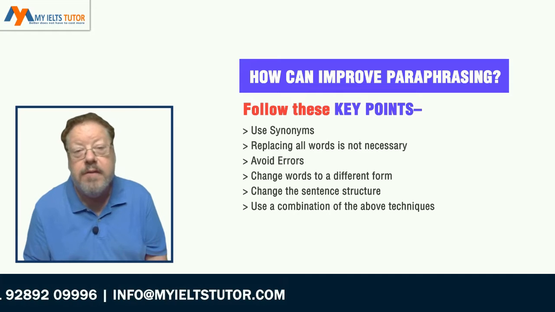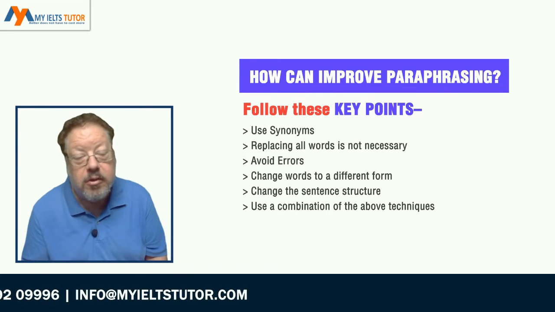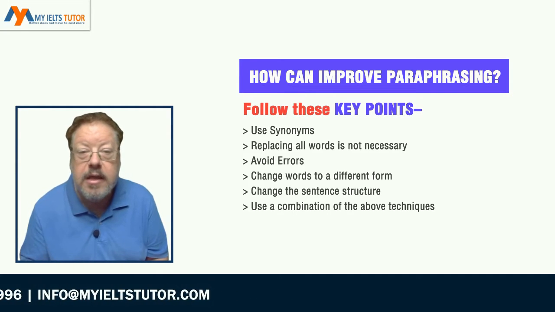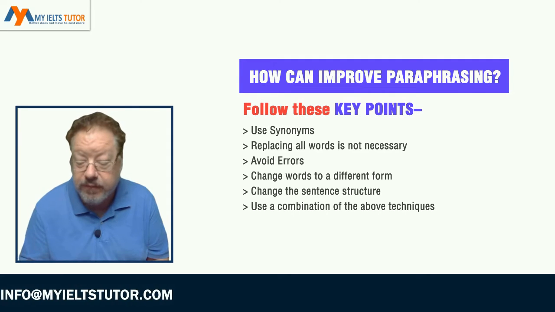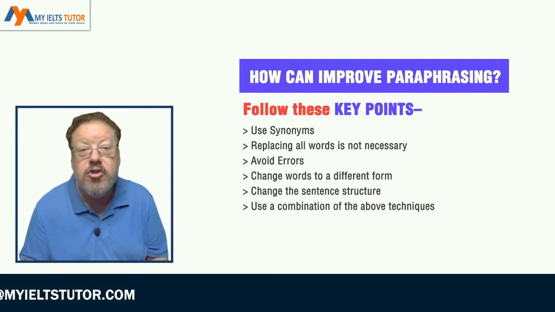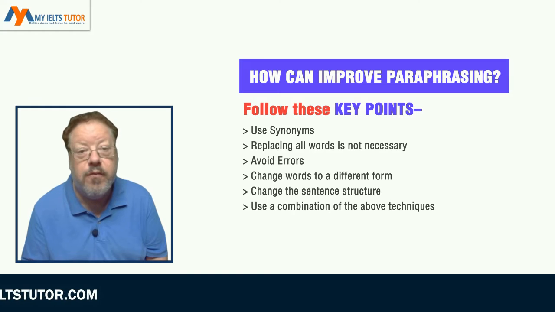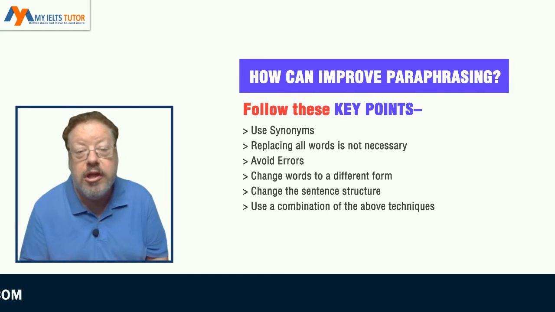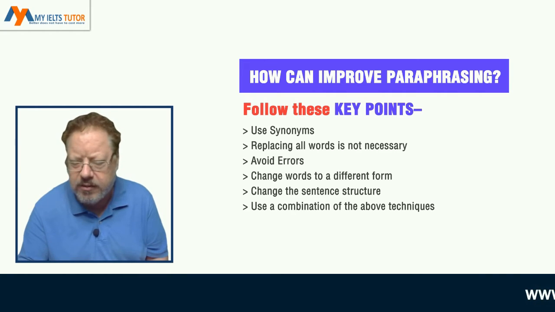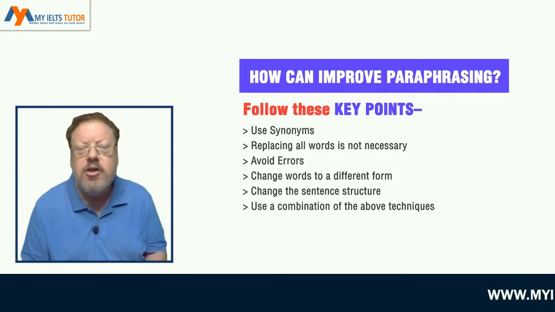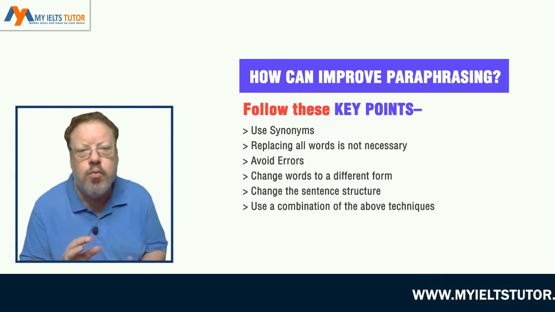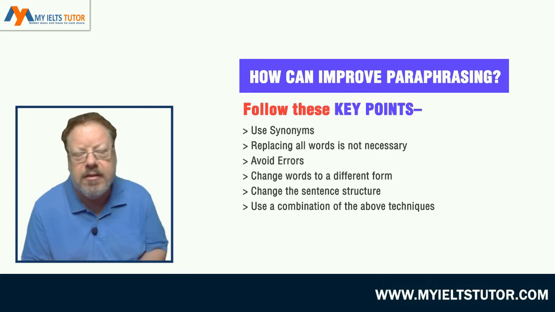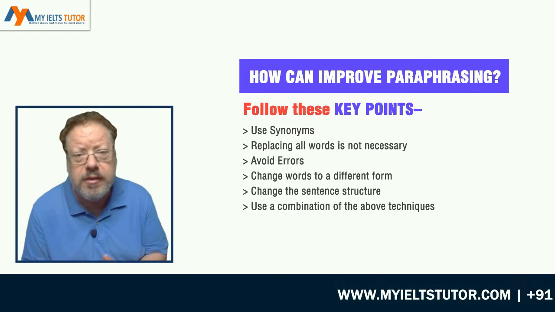You also want to avoid errors, because remember, you don't want to change the meaning. You don't want to leave out important information. The thing you can do is change the words to a different form. I'll explain that. You can also change the sentence structure. And that's another good way of doing that too. And then finally, use a combination of these. So use synonyms, change word forms, and change sentence structures. And I'll show you how to do that as well.